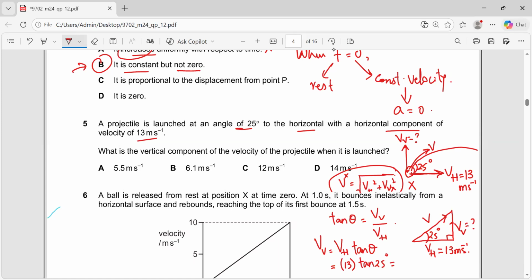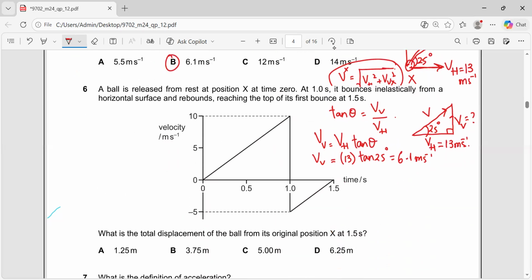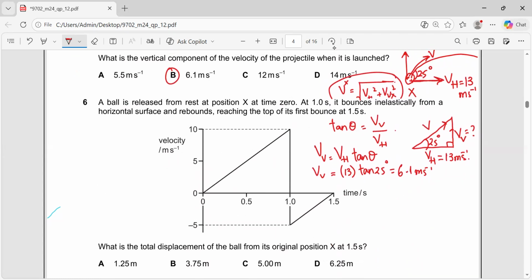Yes, can anyone help me out in solving this calculation? What will be the vertical component? 13 tan of 25. Hurry up. Sir, it's 6.1. Yes, so it is appearing as 6.1. So my correct answer in this regard will be what? It will be 6.1 meter per second, right? Next question है question number 6.